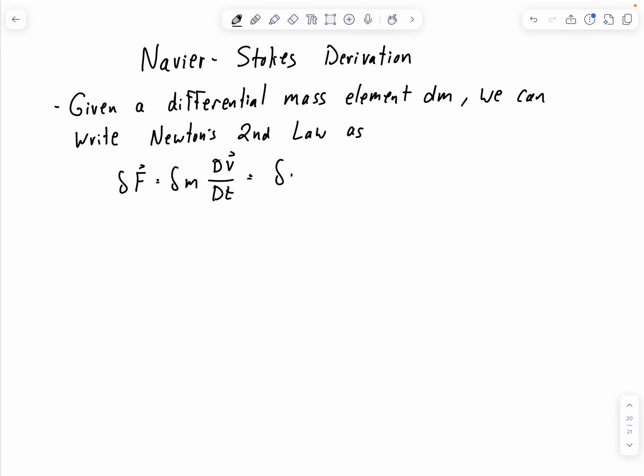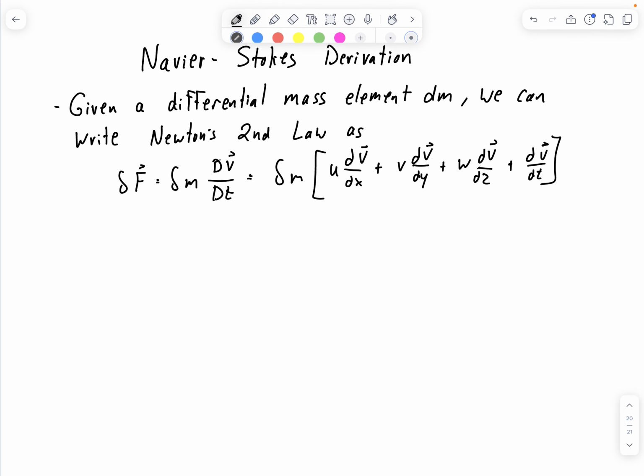And we can rewrite that material derivative as u del V by del x plus v del V by del y plus w del V by del z plus del V by del t. Here we're covering both the local acceleration as well as the convective acceleration. These are the two different types of accelerations that a particle can experience. We're going to pay attention to the left-hand side of this equation first.